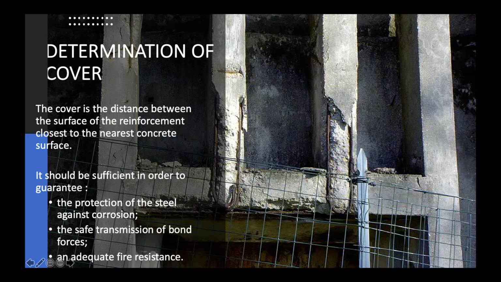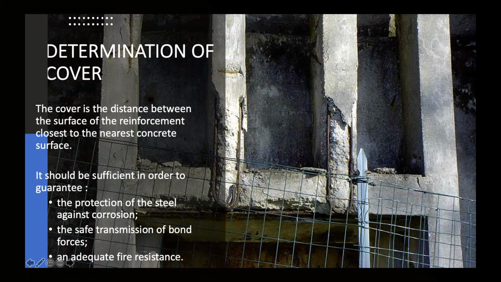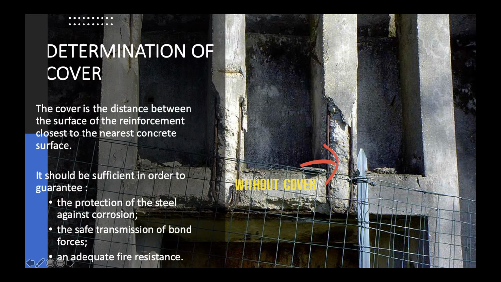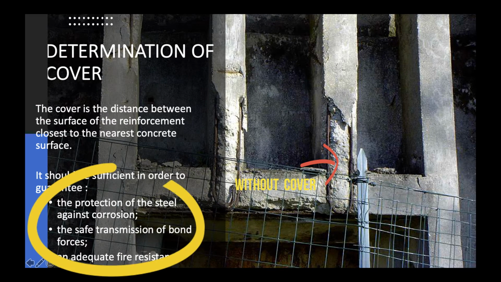This slide shows you how to determine the concrete cover. Cover is the distance between the surface of the reinforcement closest to the nearest concrete surface. As you can see in the picture, in the far right column the concrete covers the reinforcement, while on the left it's exposed. Basically, cover is to protect the steel against corrosion, ensure the safe transmission of bond forces, and also provide adequate fire resistance.